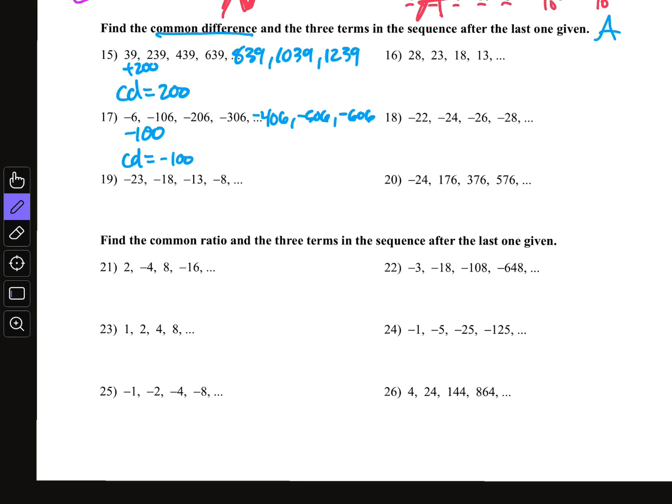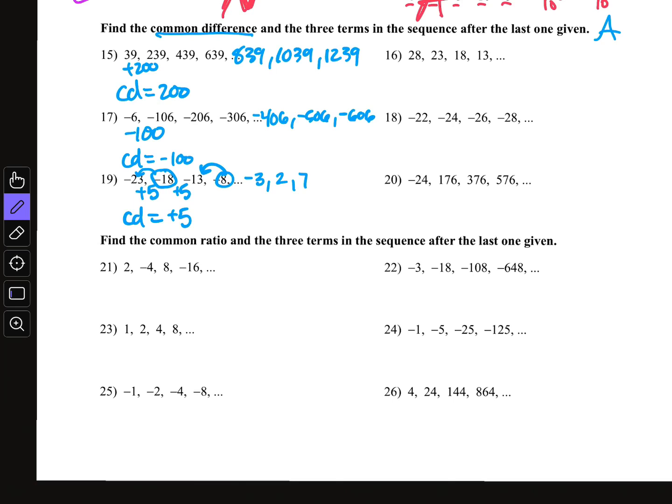Number 19, negative 23 to negative 18 to negative 13 to negative 8. You're adding 5. Okay, and again, if you weren't sure, take this one, subtract this one. That'll tell you what your common difference is. Or really take any of them and subtract from the latter to the next. Positive 5. So that would be negative 3. Then that would be a positive 2. And then 7.